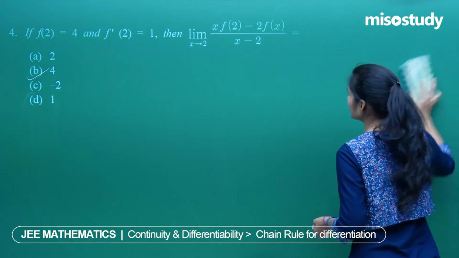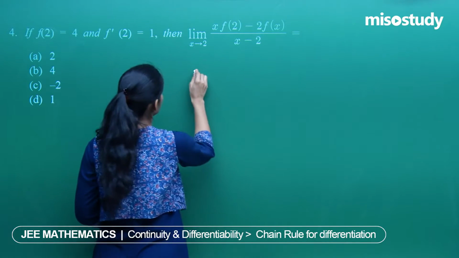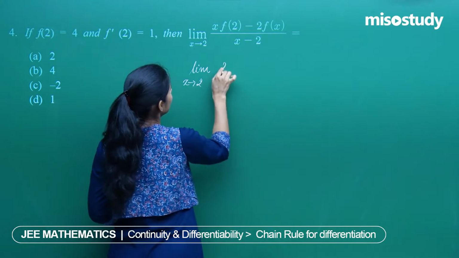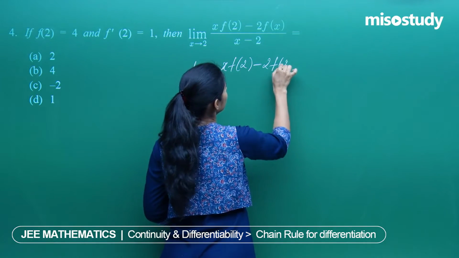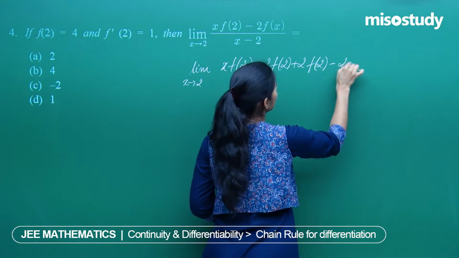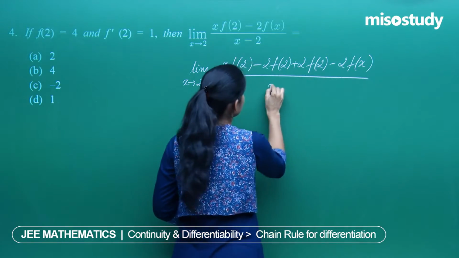Next question says if f of 2 is 4, f dash 2 is 1, what is the limit of this expression? Let's calculate. What is the limit of this expression? This is limit x approaches 2 of x into f of 2 minus 2 f of 2 plus 2 f of 2 minus 2 f of x, whole upon x minus 2.